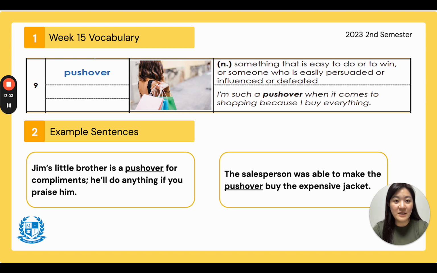Pushover. It is a noun and it means something that is easy to do or to win, or someone who is easily persuaded or convinced, or their mind is easily influenced or defeated. The example sentence says, I'm such a pushover when it comes to shopping because I buy everything. Meaning, this person is easily persuaded to buy everything that they see. Wow. I'm such a pushover when it comes to shopping because I buy everything.